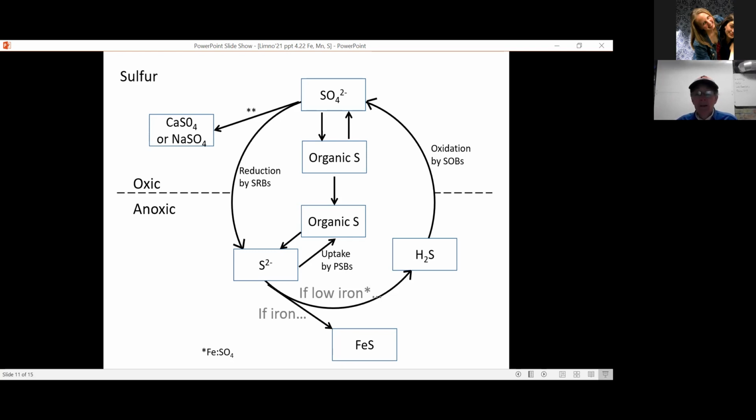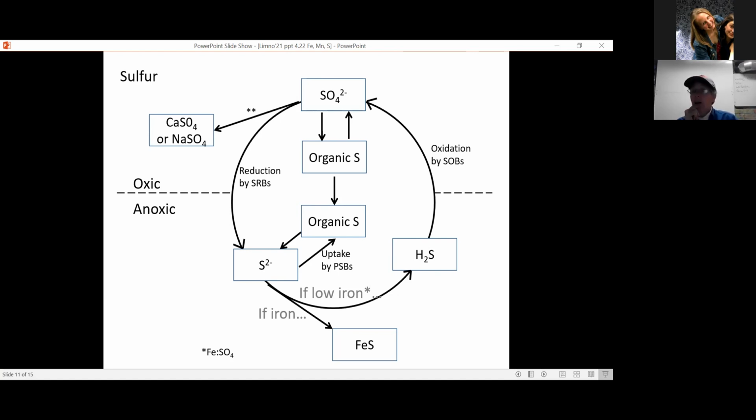Okay, so that's the basic cycle, right? In an oxidizing environment, it's sulfate. Put it in a reducing environment, it becomes sulfide. When it's in sulfide form, it'll form hydrogen sulfide.